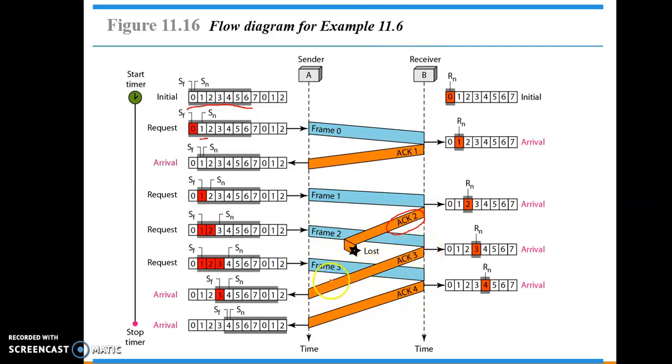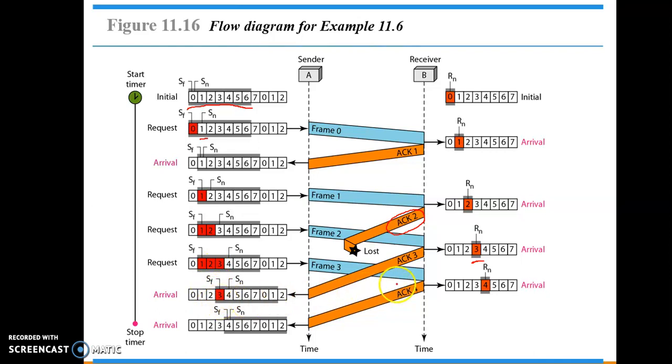So what does it indicate? No issue that acknowledgement 2 is lost. Acknowledgement 3 indicates frame 0, frame 1, frame 2 have reached safe and sound. So I am expecting only 3. Okay, once it receives 3, SF is changed to 3 because 1 and 2 have reached. So 3 indicates 1 and 2 reached safely. So SF is changed to 3.